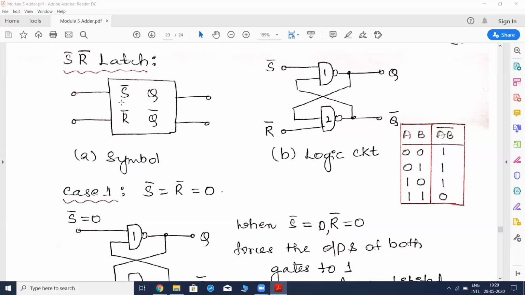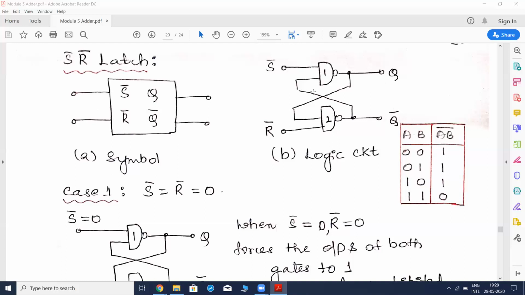Thereby the S bar R bar latch, as a block diagram, we are going to represent like this, wherein it has two inputs which are called S bar and R bar, and we have two outputs which are Q and Q bar. In a circuit, if you are using the S bar R bar latch, then we are going to represent it using this symbol, and this becomes the logic circuit.